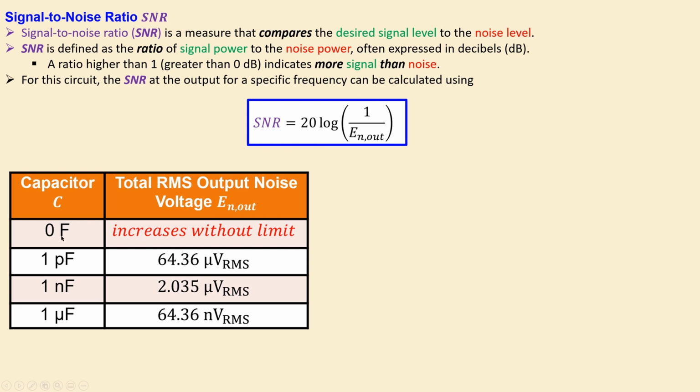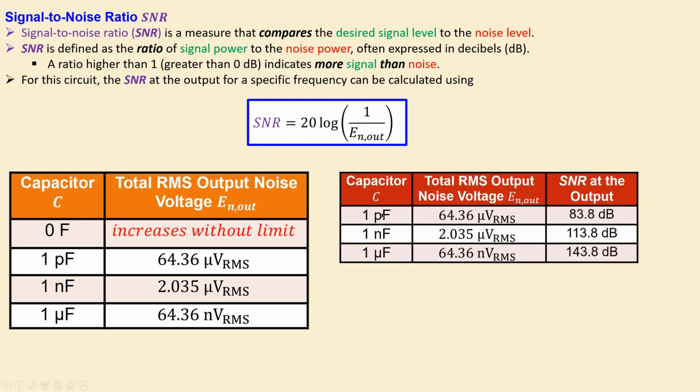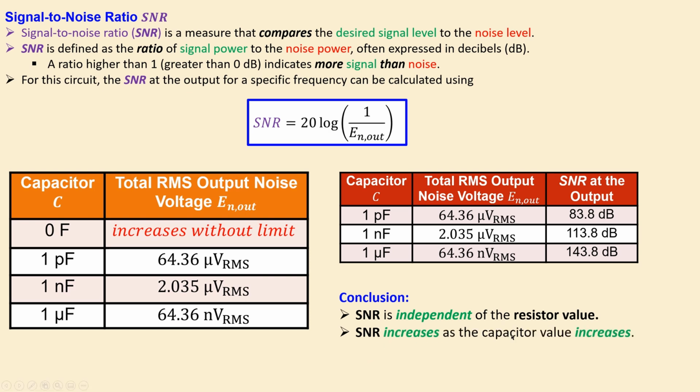Now, I look at 0, 1 picofarad, 1 nanofarad, and 1 microfarad, and these are the results. And if I now calculate this for each case for the capacitors, excluding this one, I have the following table. So 1 pico, 1 nano, and 1 micro. You can see I have different SNRs for specific capacitors. So the capacitor will have an effect on the SNR. So in conclusion, we can say the following. The SNR is independent of the resistor value, but it is dependent on the capacitor value. It increases as the capacitor value is increasing.